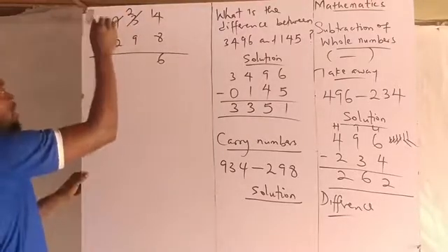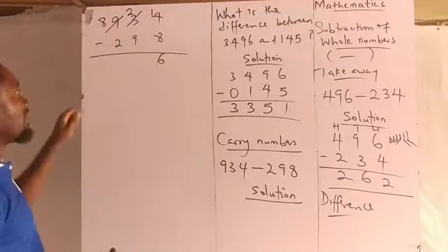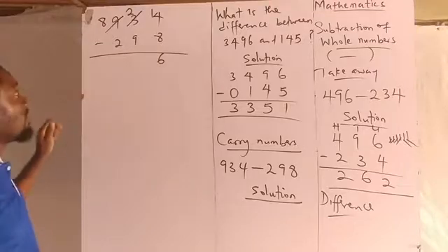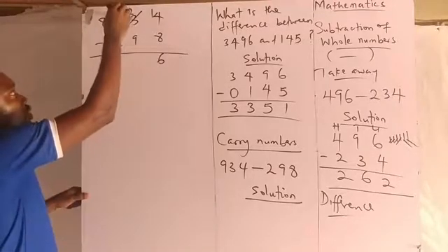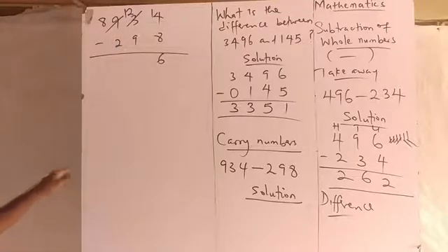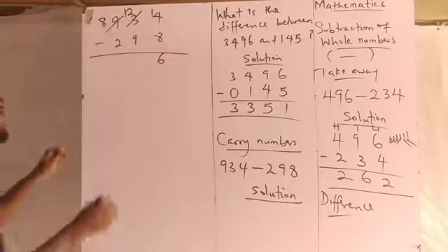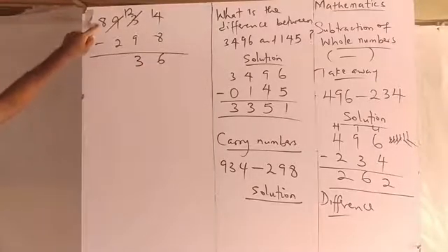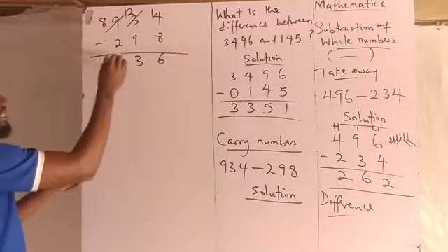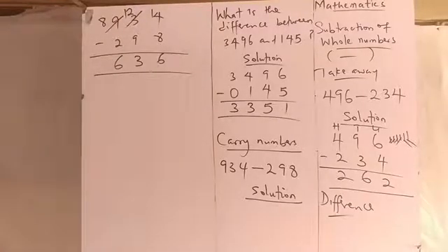Borrow 1 from 9, you'll be left with 8. But the one you borrowed is 10, because these numbers are base 10 numbers. Put that one close to 2, that becomes 12. 12 take away 9, your answer is 3. Then 8 take away 2, your answer is 6. So your answer is 636.